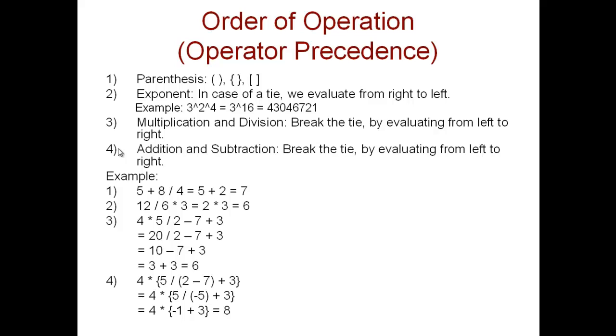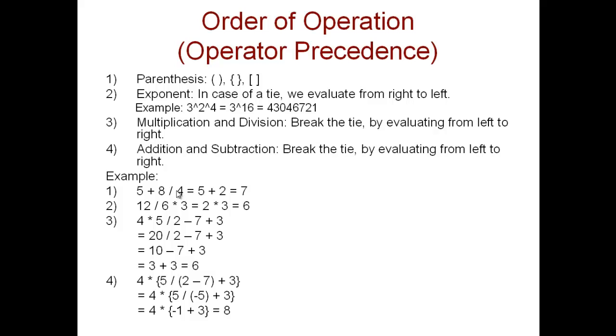The next precedence goes to either multiplication or division, and if there's a tie, you evaluate from left to right. Similarly, addition and subtraction get the last precedence, and if there's a tie, you evaluate from left to right. So now you can apply the rules. You have 5 plus 8 divided by 4. Division has more precedence than plus, so you do 8 divided by 4 first, which is 2, and then 5 plus 2.